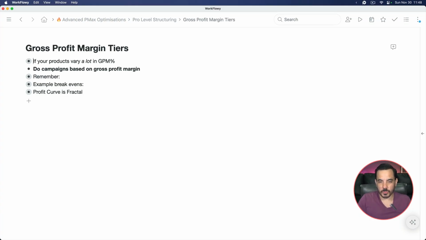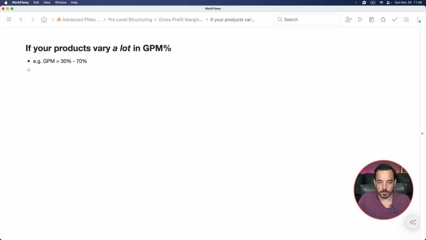So the situation where gross profit margin tiers as a campaign structure might apply for you is if your products vary a lot in terms of their gross profit margin percentage. So for example, if your gross profit margin on your products can vary from 30% on the low end up to 70% on the high end, that's a lot of variability, and that could dictate a gross profit margin based campaign structure in PMax being the optimal setup for you. If your GPMs were like 40% to 50%, then that's close enough and you don't really need to segment your campaign structure by gross profit margin tiers.